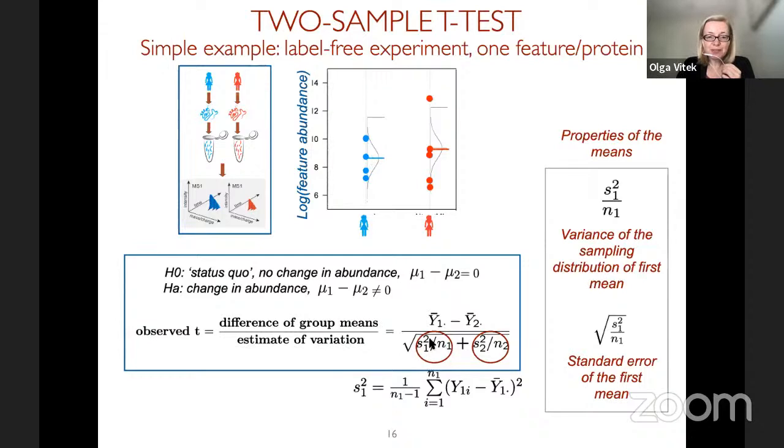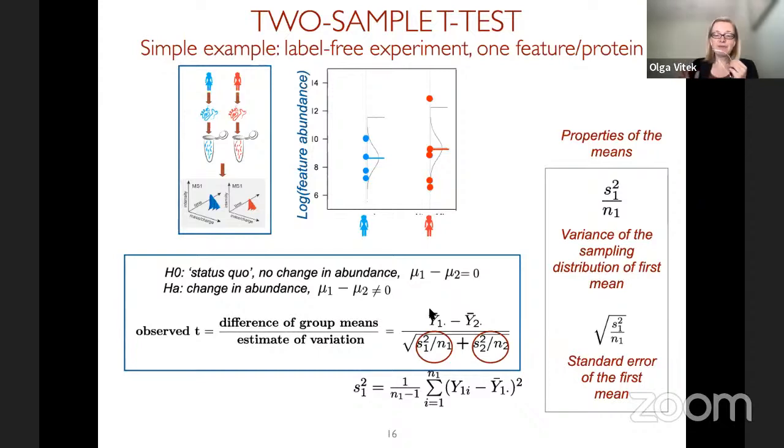So this will be the spread of this histogram for the first population. This is the spread of this histogram for the second population. The square root is the overall uncertainty associated with our signal.